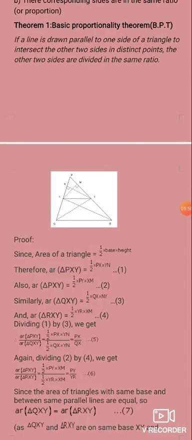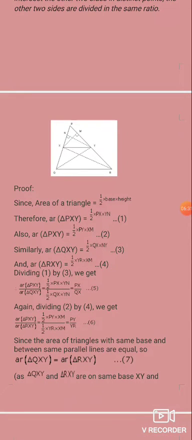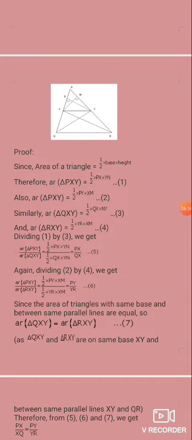Since the areas of triangles with the same base and between the same parallels are equal, listen carefully. Last year we studied this in the chapter Areas of Parallelograms and Triangles: triangles on the same base and between the same parallels are equal in area. So the area of triangle QXY is equal to the area of triangle RXY. Put equation number 7. As triangles QXY and RXY are on the same base XY and between the parallels XY and QR, their areas are equal.